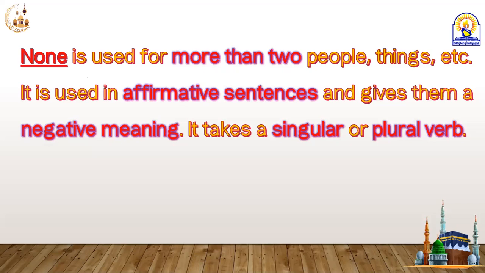All. So all and none, they are used when we talk about more than two people or more than two things. But what's the difference between none and all? They are used for affirmative sentences. We use none for affirmative sentences, and we use all, the previous one, for affirmative sentences. But the difference here is that when we use all in affirmative sentences, it gives an affirmative meaning. But when we use none in affirmative sentences, it gives the sentence a negative meaning. I mean, this conjunction changes the meaning into negative.